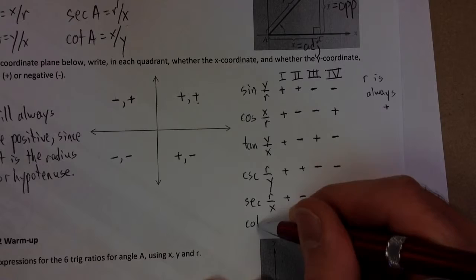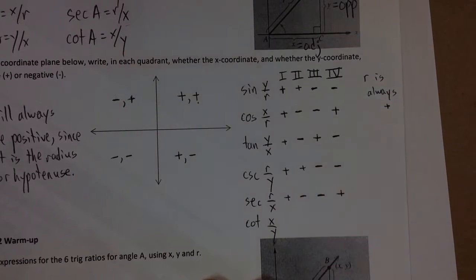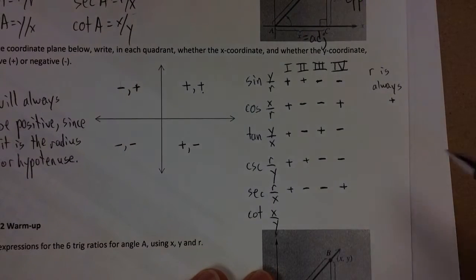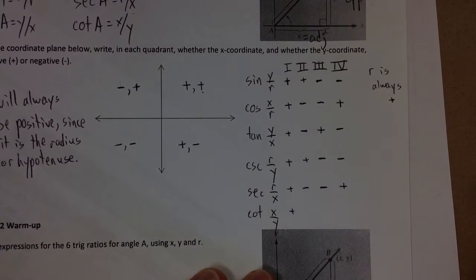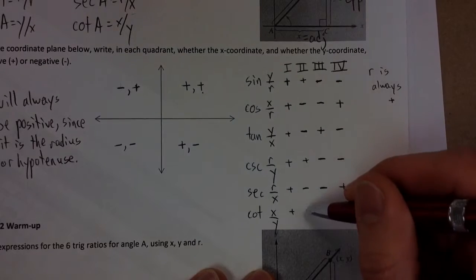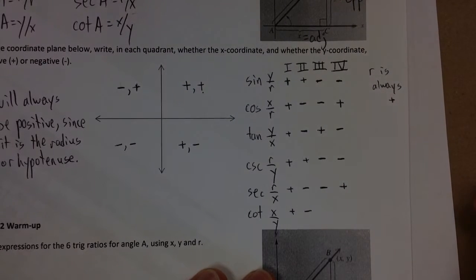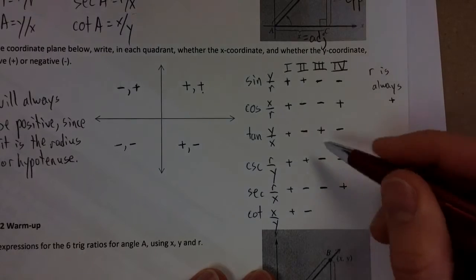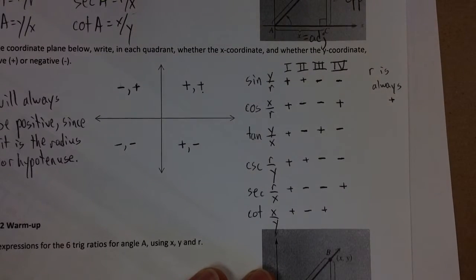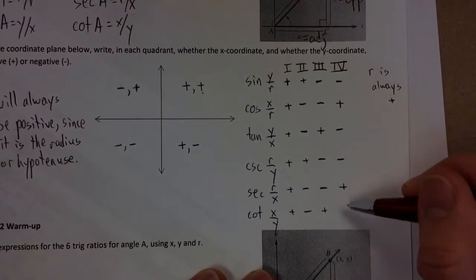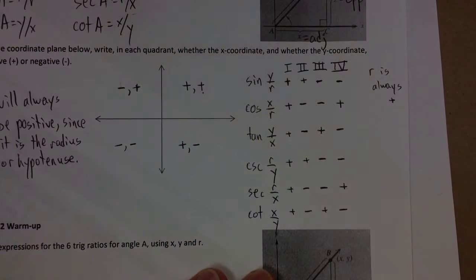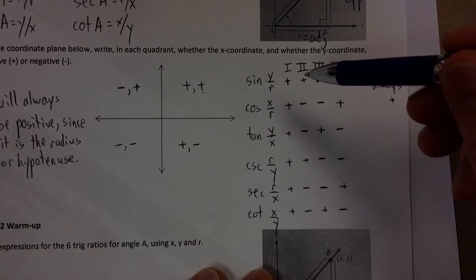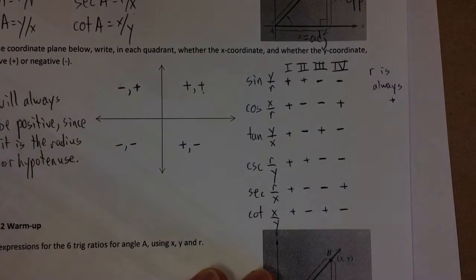Last one. Cotangent. James, first quadrant. Positive. Positive. Good. Scott, second quadrant. Negative. Negative. Good. Liam, third quadrant. Positive. Positive. Good. Brooke, fourth quadrant. Negative. Negative. Notice connections. Notice that the sine row is the same as cosecant.